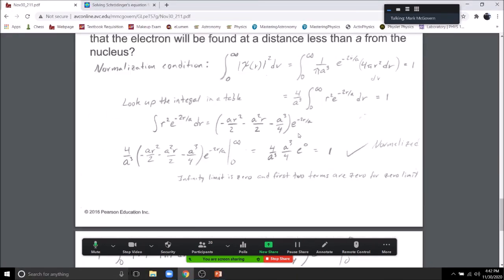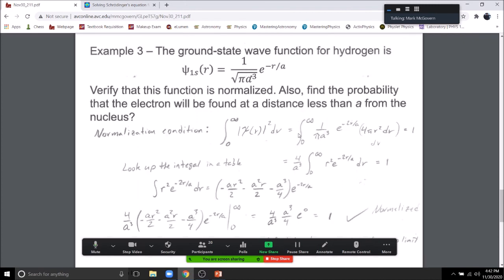Oh, we want to first make sure that this is normalized. That means we square the wave function, we integrate over all space, and we make sure the value is equal to 1. So when I do that here, I get 1 over pi a cubed, times e to the minus 2r over a. And then the dV, I'm integrating over a sphere, so that dV turns into a 4 pi r squared dr here.